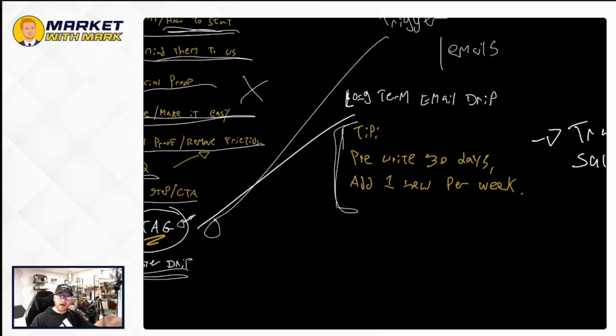Once you've worked out how many, let's say it's 10, for example, over 30 days, you could go ahead and write those out. And then as people are getting into that workflow, you just add one new email per week because you're already 30 days ahead. So you can add 1 or 2 new emails per week, and as long as you stay ahead of where the customer or the prospect is, you're good.